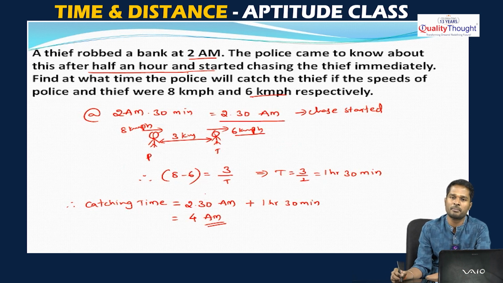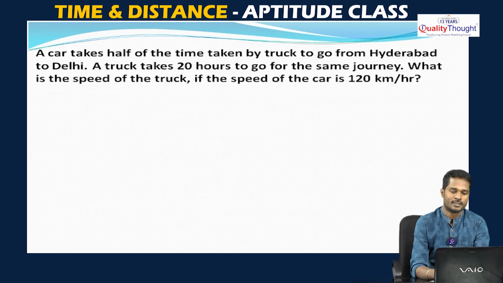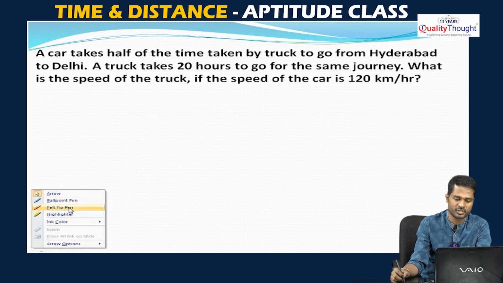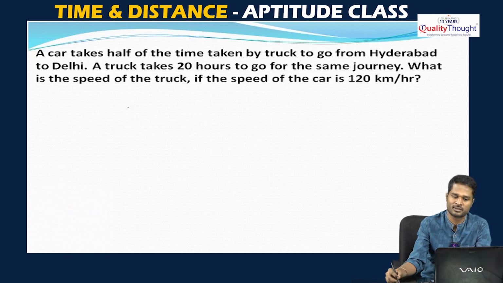So at 4 am the police will catch the thief. See the question. A car takes half of the time taken by the truck to go from Hyderabad to Delhi. A truck takes 20 hours to go for the same journey. What is the speed of the truck if the speed of the car is 120 kilometers per hour? Very easy question. He just twisted it from here and there, otherwise it is very easy.